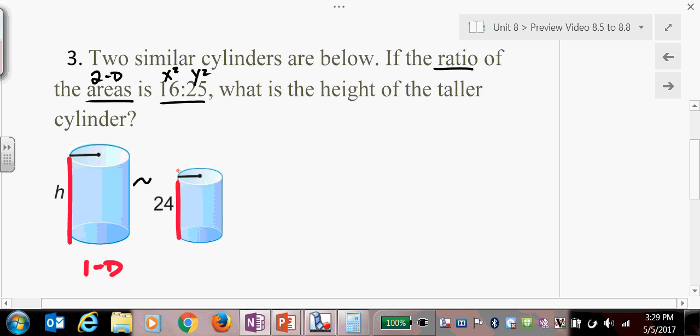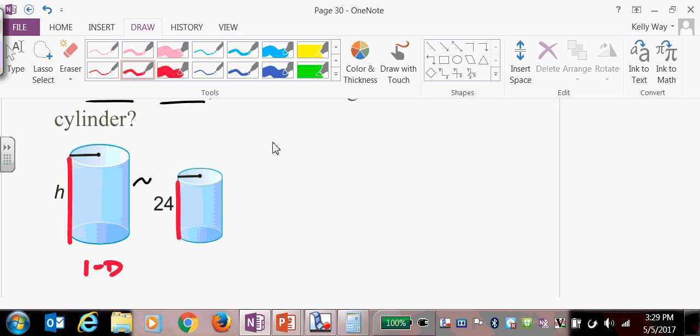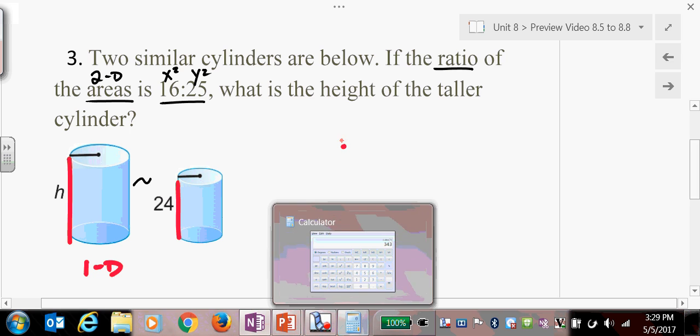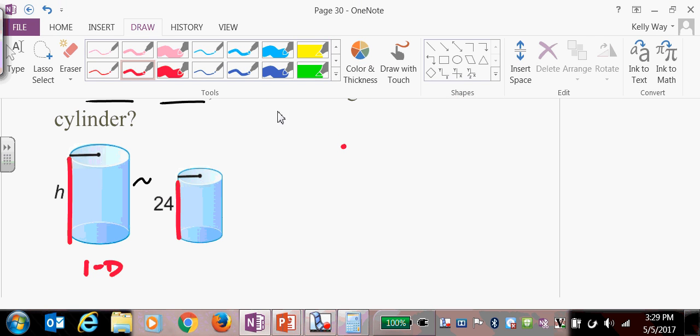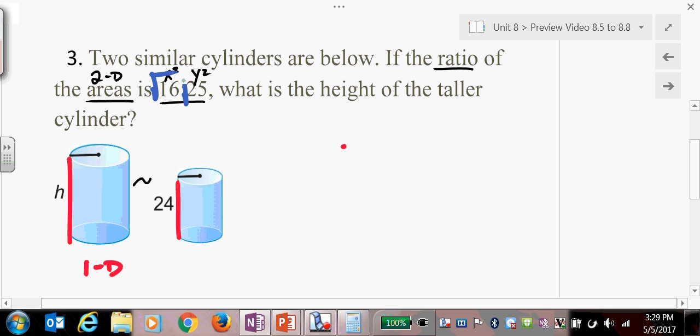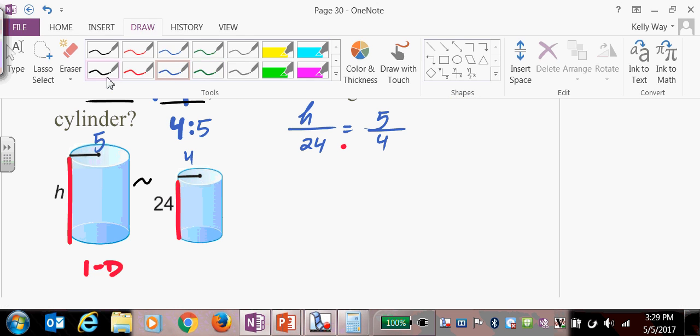So right here, my ratio is going to be 16 to 25, and my smaller one, I'm going to bring it around this way. Let's square root and get our ratios of our heights here. Square root both sides. We end up with 4 to 5. And we're going to go this way. We have an unknown height over 24 equals, our 5 is the larger one, our 4 is the smaller, and you simply cross multiply.